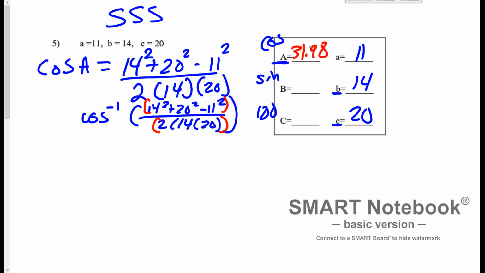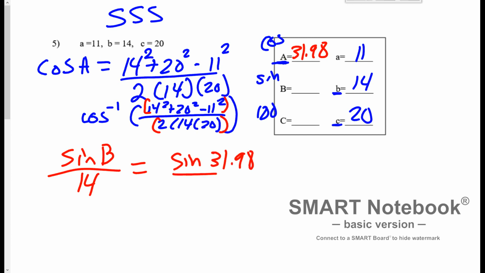Okay, and now I can use that. And now I can find sine of B. Again, I'm finding an angle, so now I'm going to do inverse, but this time inverse sine. Sine of my angle that I just found over its side. And now I can go ahead and solve that. And I get 42.38. Now I can add those up and subtract from 180, and I get 105.64.